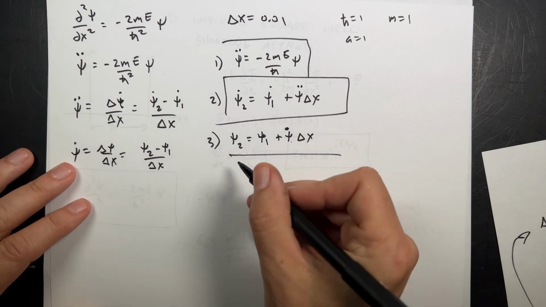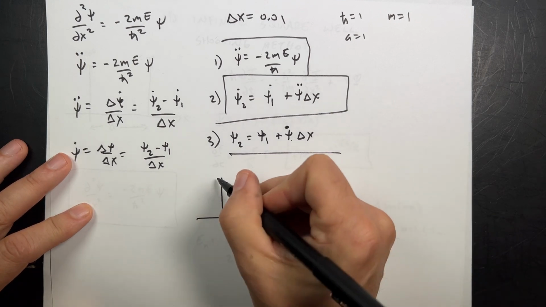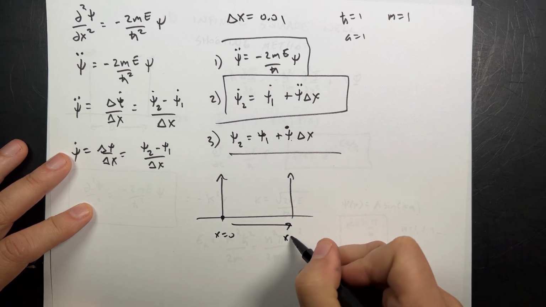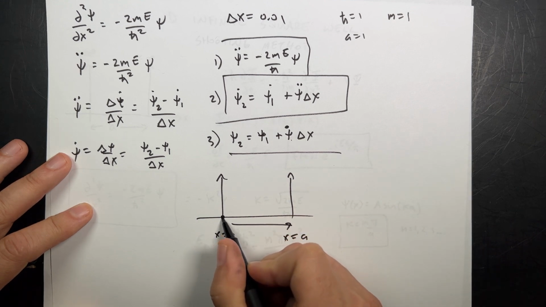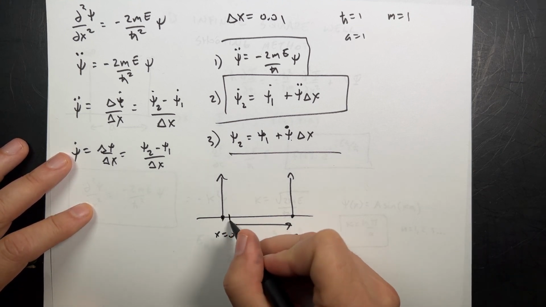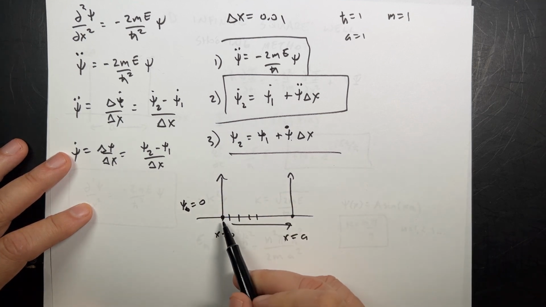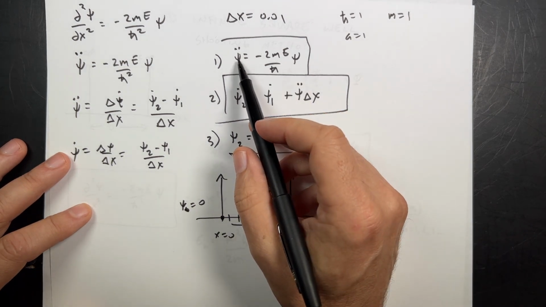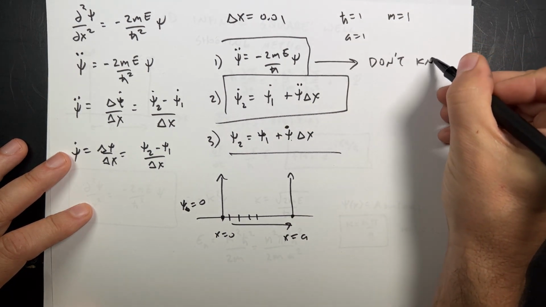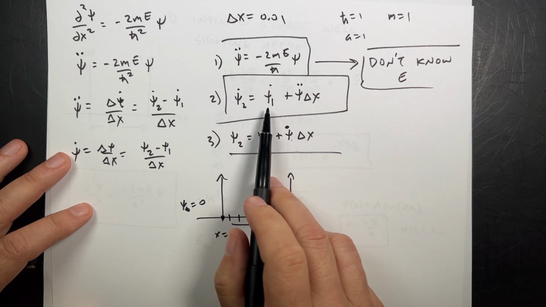Now, if I want to do this not in time but space, I'm going to go from here, starting at x equals 0, over to x equals a. And I know that the wave function psi has to be 0 right here, and it has to be 0 right there. I know that has to be true. But if I'm breaking this into pieces of x, and I start with psi 0 equals 0, that's fine. Okay, I can calculate psi double dot, except I don't know E. That's a problem. I don't know E. That's bad.